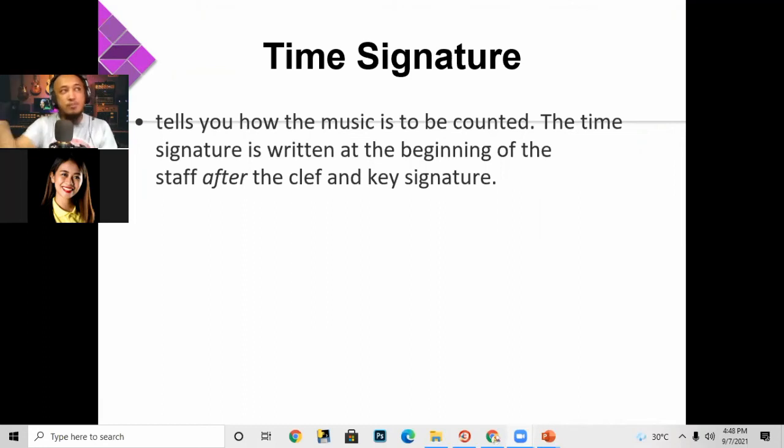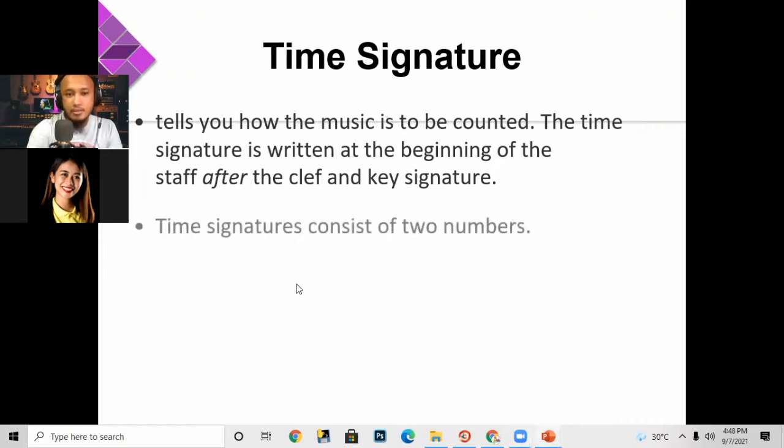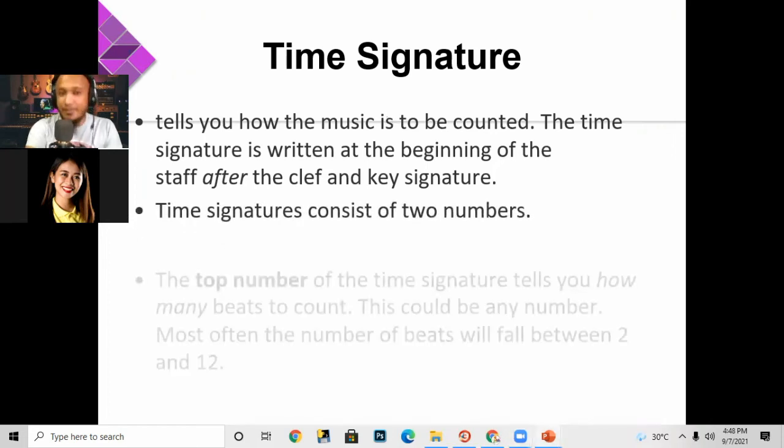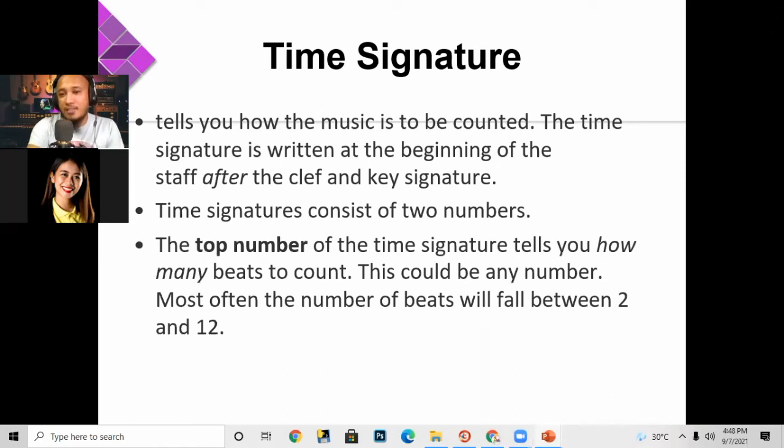So in short, it is composed of two numbers, the upper number and the lower number. Sinabi ko na, the top number of the time signature tells you how many beats are in a count or a measure. This could be any number. So 1 to 1 million, kahit pwede pa. 1 million beats per measure, pwede yun. Or 10 beats per measure.